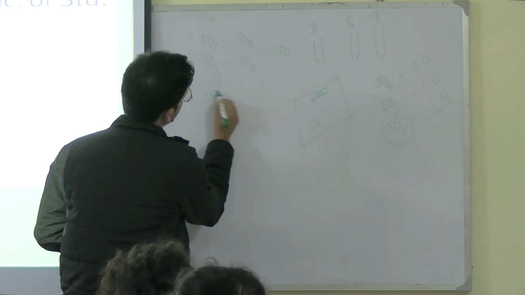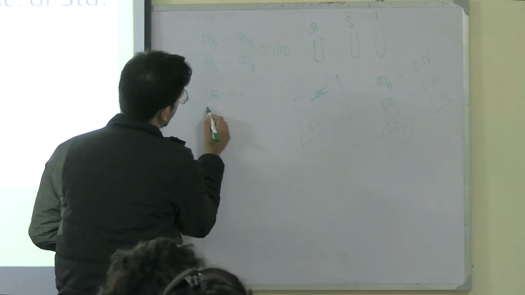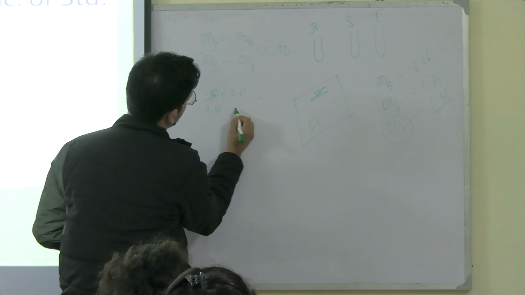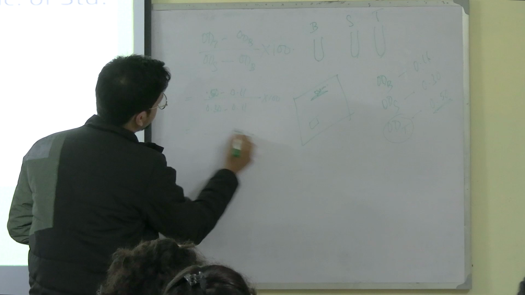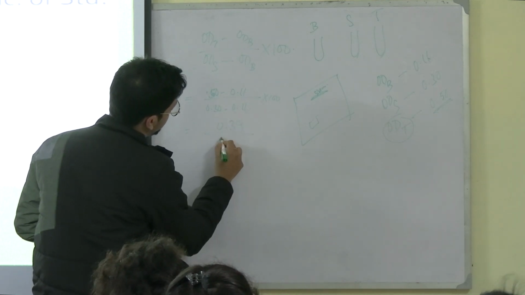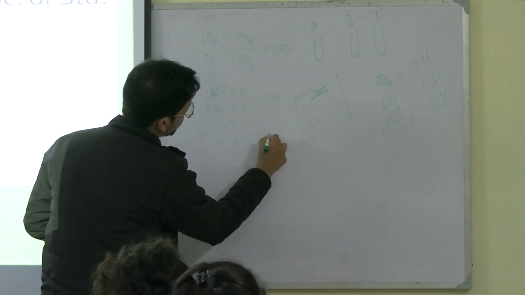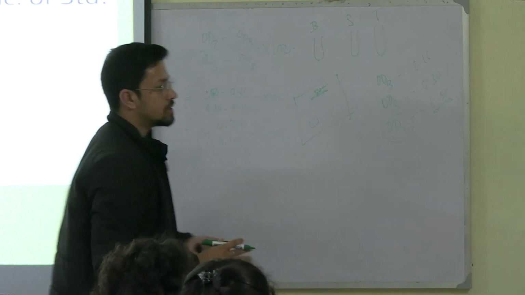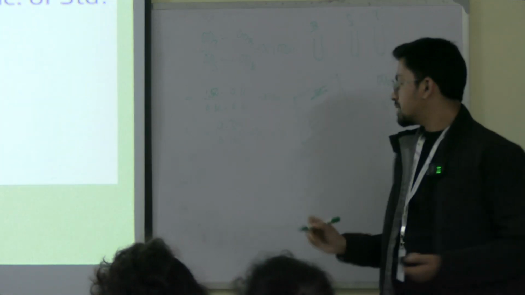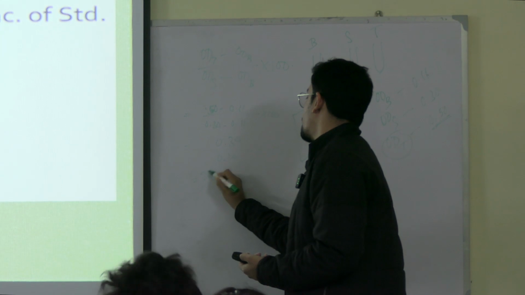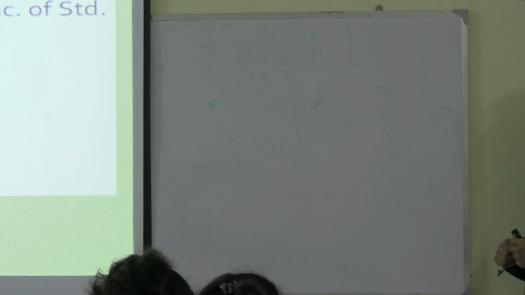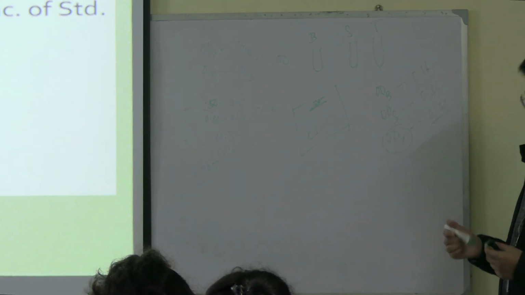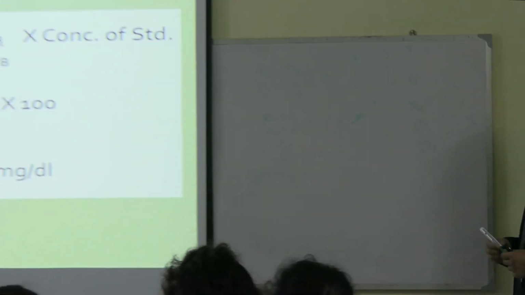0.50 minus 0.11, divided by 0.30 minus 0.11, into 100. What comes? 0.39 divided by 0.19 into 100. After this, whatever you get will be around 205 or something. That is your answer. That is your glucose concentration. Got it? The test is simple.